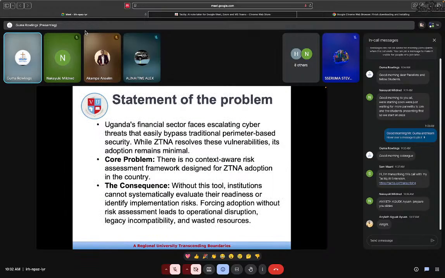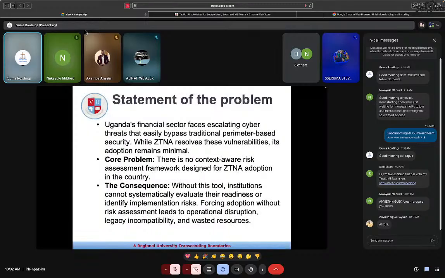Then we get to the statement of the problem, the problem that the research is trying to deal with. Uganda's financial sector is being affected by sophisticated cyber threats that easily bypass all perimeter defenses. ZTNA is a proven tool. I've already stressed that, but adoption is way below the ideal. So the core problem is an absence of a context-aware risk assessment framework designed specifically for our region in Uganda.